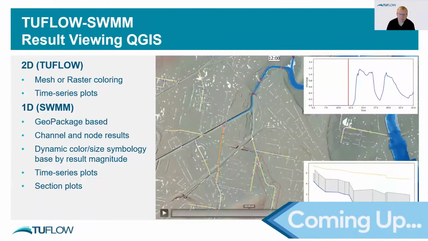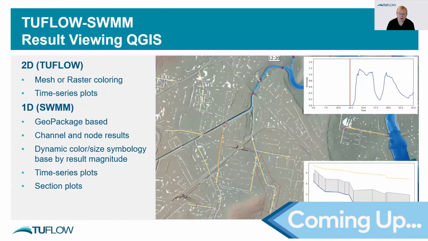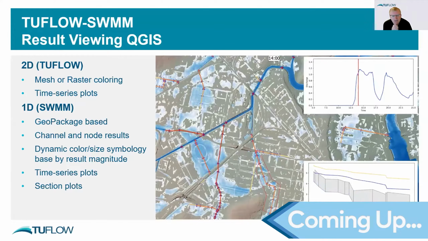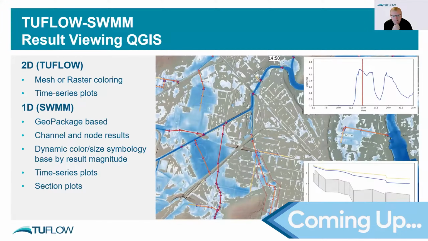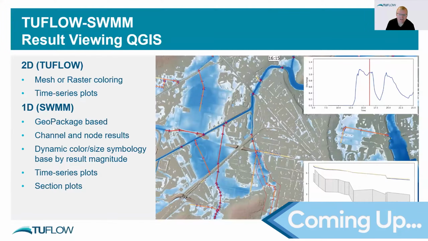So we're on the model, your combined 1D, 2D model, and you bring it back in, and what is it you can look at? So this is an example of the kinds of things that you can see. And there's a lot going on.